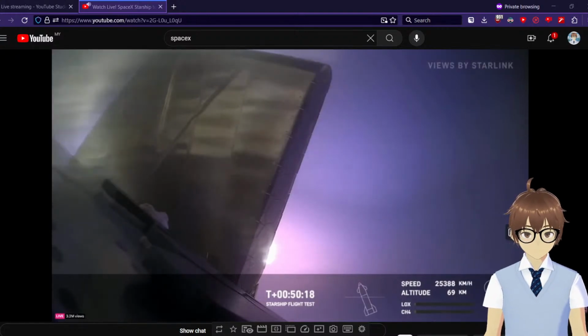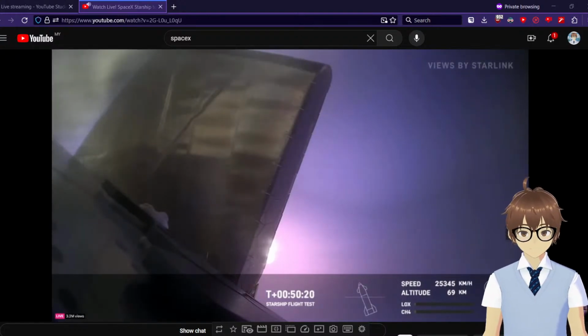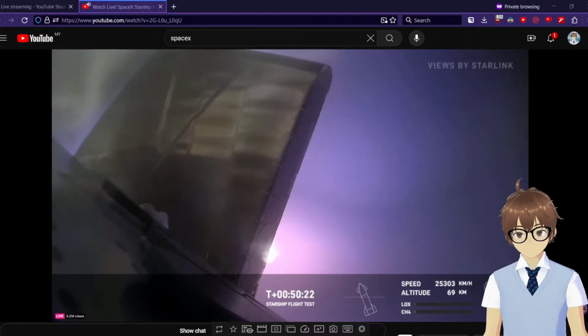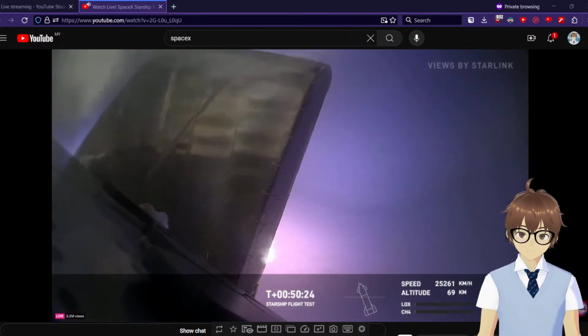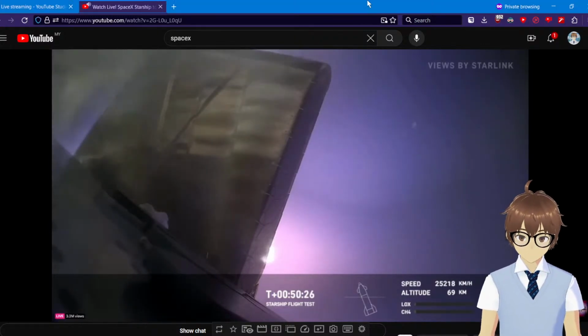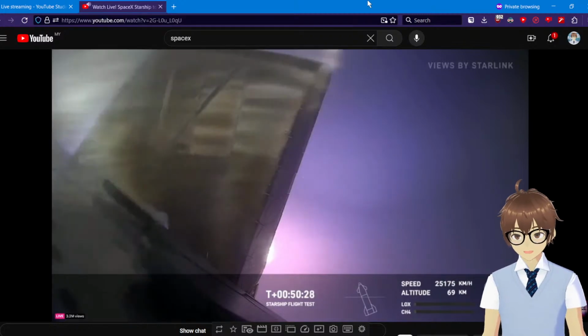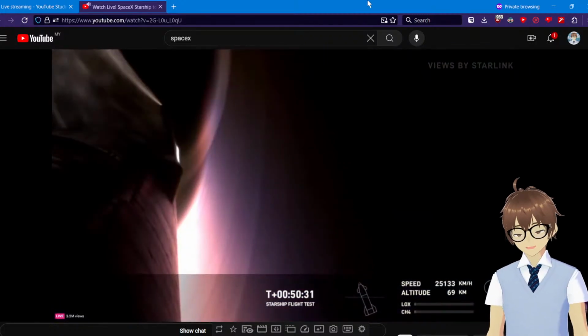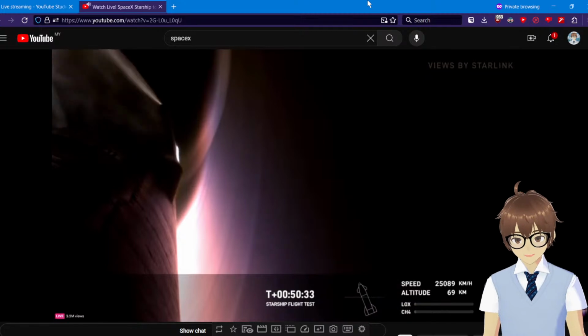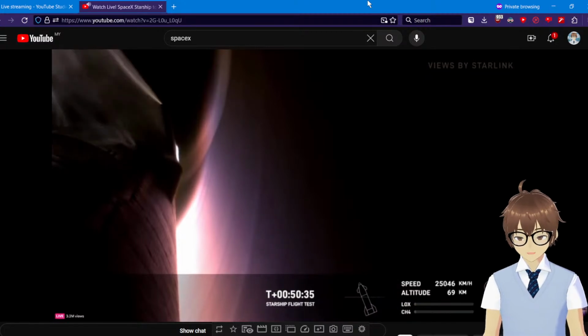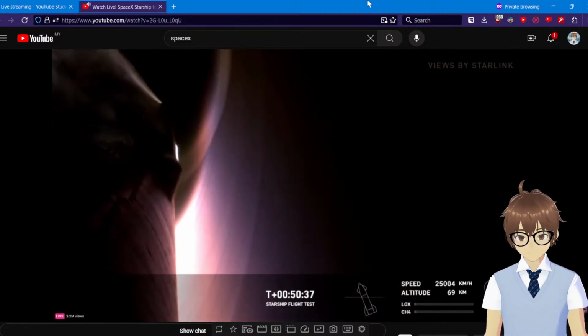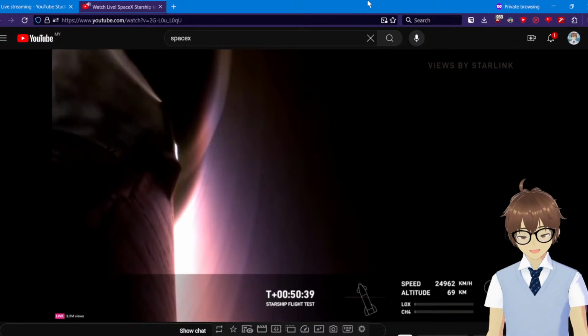Now, this is another one of those moments that we have been waiting for. Right now, the ship is re-entering the Earth's atmosphere, and by all calls that we're hearing on the net, it looks like it is doing pretty well. Altitude is 69 kilometers and speed is 25,000 kilometers per hour. Now, we do not plan to recover the spacecraft today, but rapid and reliable reusability is the ultimate goal.